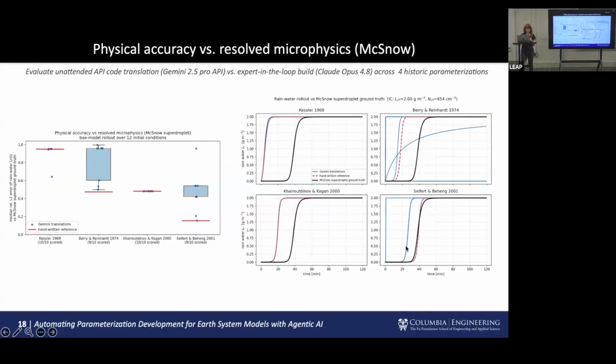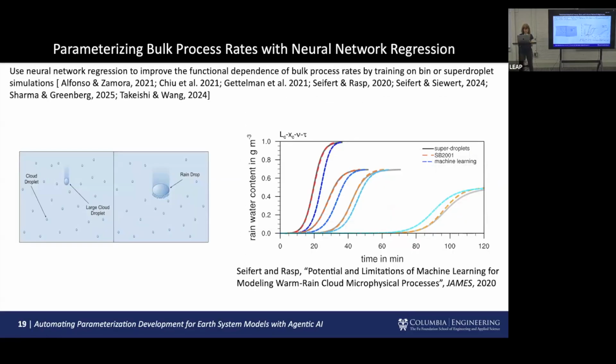We can also compare their actual fits to the expert-in-the-loop build, as well as the mixed snow, a ground truth high fidelity simulation using a box model with super droplets. That's the black line. The handwritten reference is my expert-in-the-loop JAX translation with Claude, and the Gemini translations are in blue for all of these different parameterizations. For Kessler, Krudenov and Kogan, what Gemini produced with this single-shot call was actually pretty similar, whereas we see a lot of variability in what it did for Barry and Reinhardt and Seifert and Beiheng. So we do see some parameterization dependence in how well this type of translation can work.